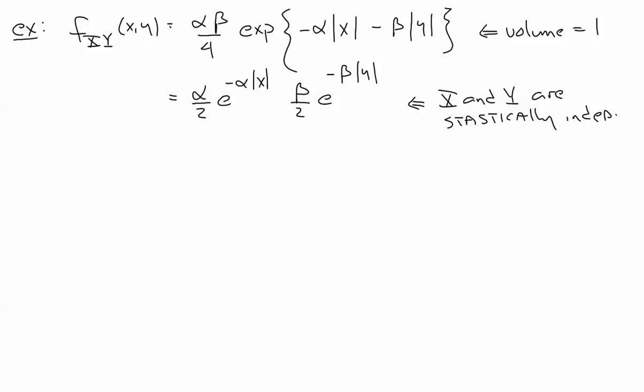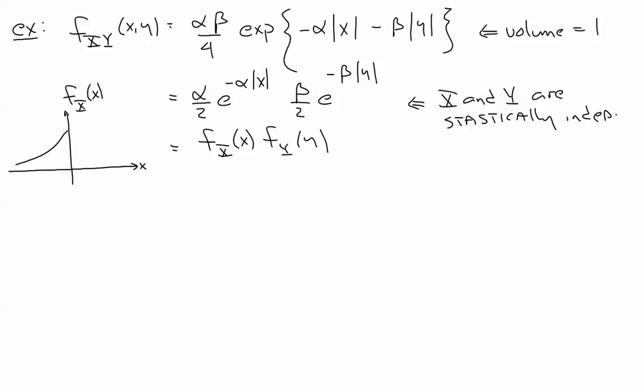Okay, and this is just the product of marginal PDFs. All right, that's what that looks like. If we sketched one of these, it would look something like this. Let's just assume that that's x, and this is the marginal PDF for x. It's going to look something like that.